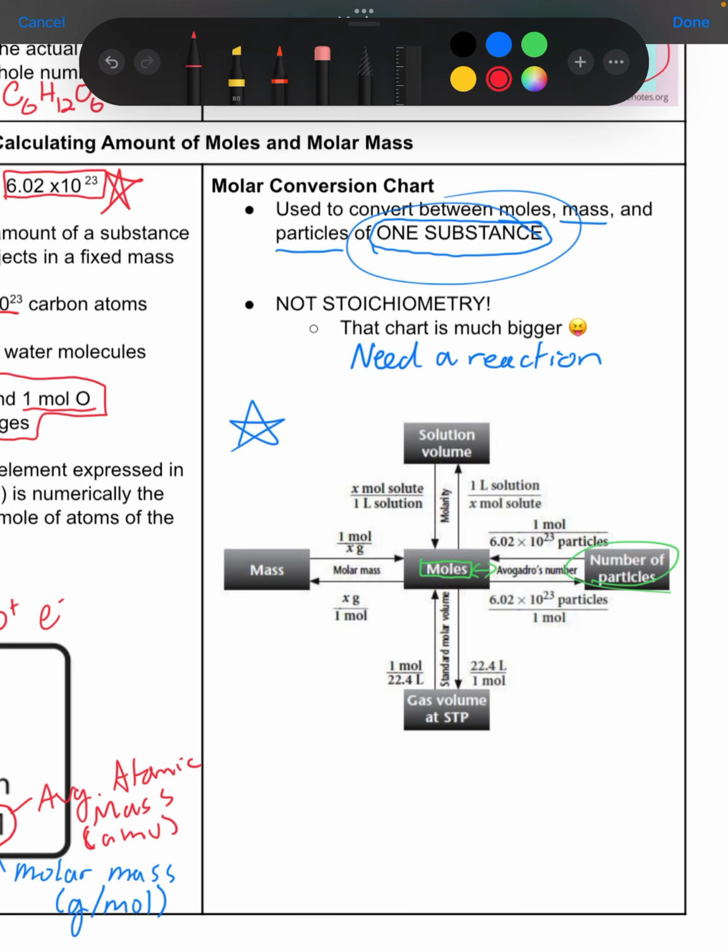If I wanted to go between moles and mass, then I'm going to use these little equivalents over here. I'm either dividing or multiplying by a substance's molar mass. And just so you're aware, molar mass is something you need to find, and that can be found on the periodic table. If I want to go back and forth between moles and solution volume, I'm going to need that substance's molarity.